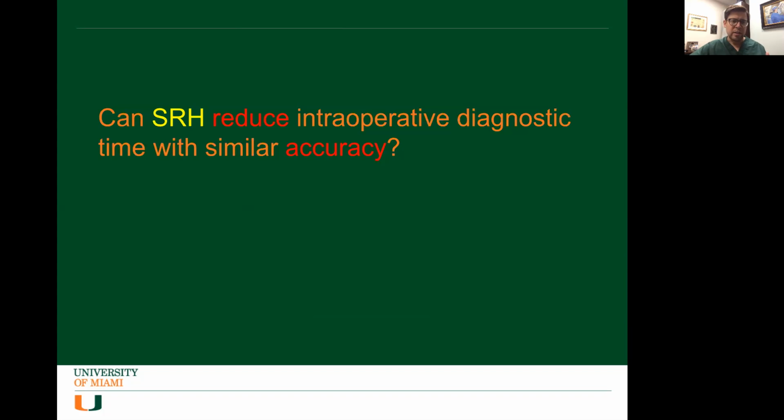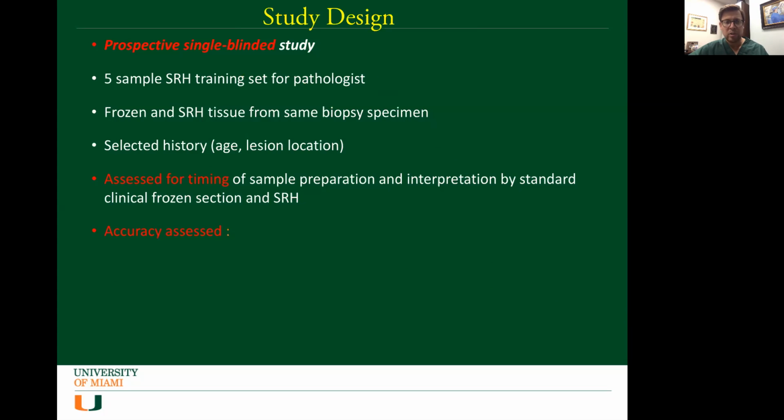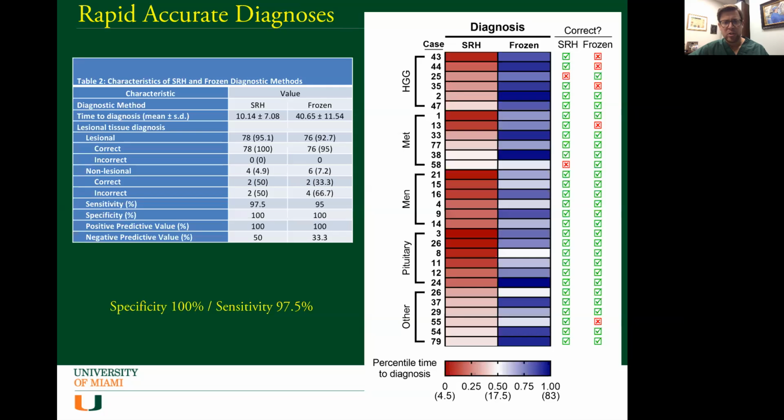So in order to understand how accurate this is, we developed our own validation trial here at the University of Miami, where we compared SRH versus the frozen, both to look at accuracy and timing. We looked at 82 patients, and if you just compare specifically lesional versus non-lesional tissue, you could see here the pathologist was able to confirm that in 95 and 93% of the cases, whereas SRH was actually 95% accurate, with the specificity and sensitivity very, very high.